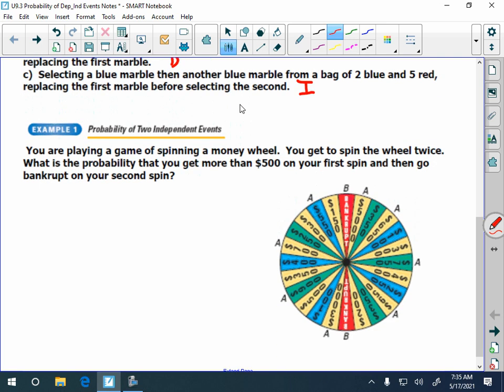All right, so let's look at Example 1, probability of two independent events. You can see another example: you're playing a game of spinning the wheel, kind of like on Wheel of Fortune. You get to spin the wheel twice. What's the probability you get more than $500 on your first spin, and then go bankrupt on the second? All right, so the first thing I want to do is find the probability of getting a number that's more than 500. Right, more than 500.